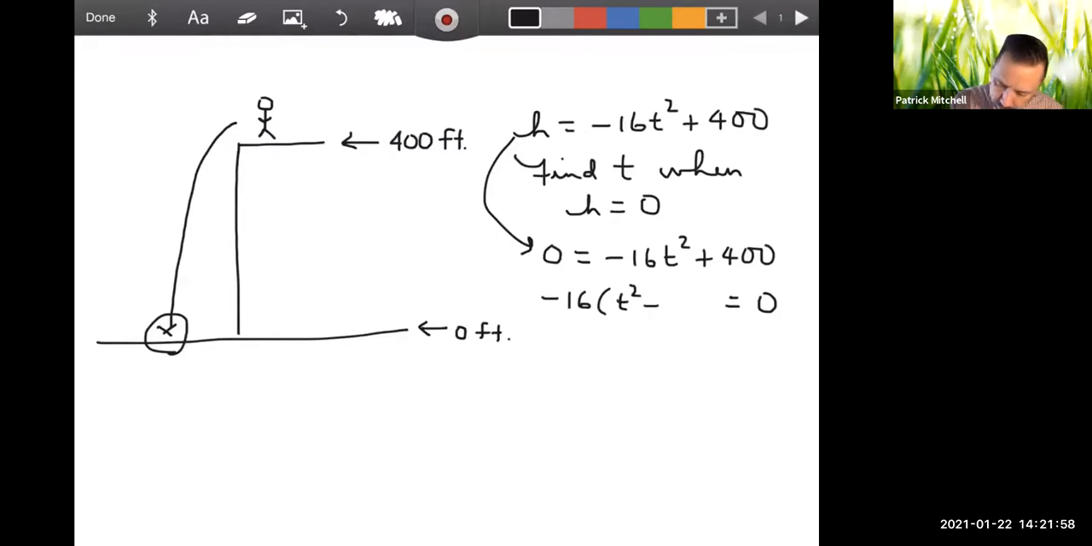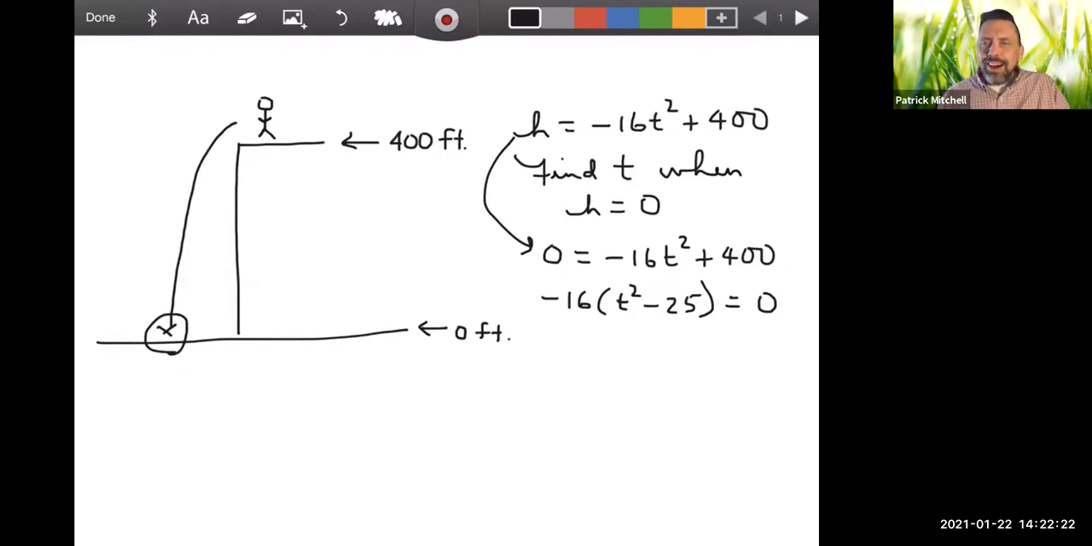minus 25, right? Oh, and by the way, when we get to chapter 11, I'm going to show you a different way to solve an equation like this, using something called the square root property. I think it's a little easier for this particular kind of quadratic equation, but in the meantime, we can use factoring.